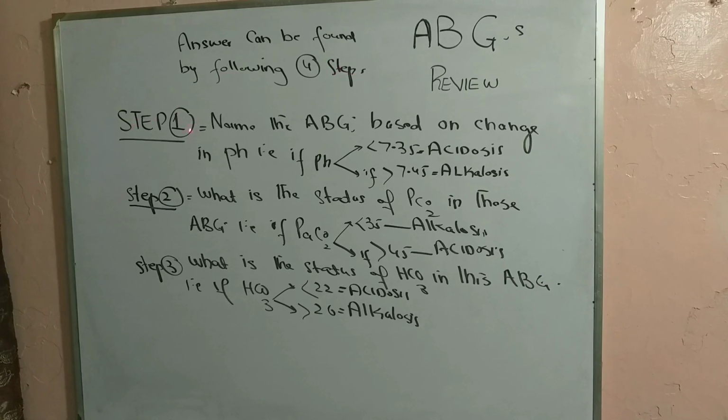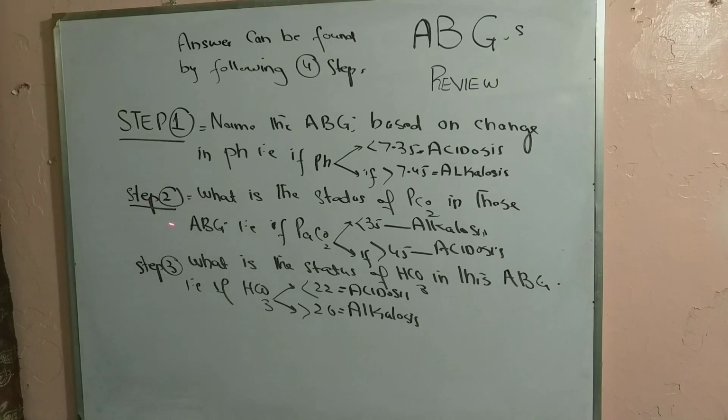Step number one, when we are looking at the ABGs, is to look at the pH of the ABGs to name whether these are acidosis or alkalosis. This is step 1. Always follow this. If the pH is less than 7.35, we call it acidosis. If the pH is more than 7.45, we call it alkalosis. So this is how initially we name the ABGs.